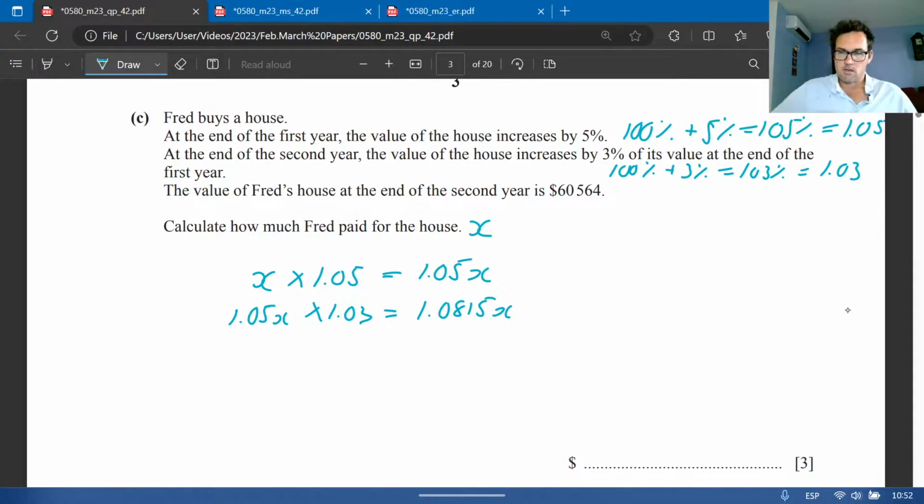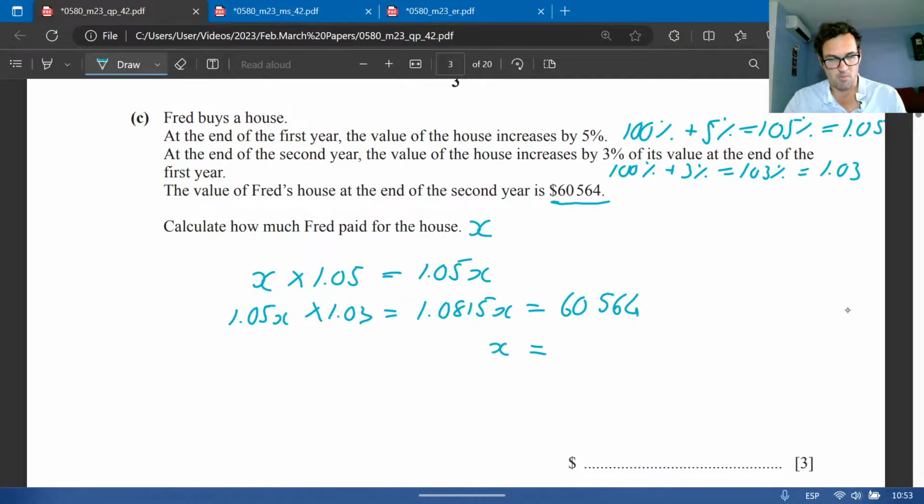So that is how much Fred paid for the house. Oh no, that's how much the house was worth after 2 years. But we know what that was actually. The house at the end of the second year is 60,564. So that means 1.0815x must be equal to 60,564. To find out what x is, we just need to solve this equation.